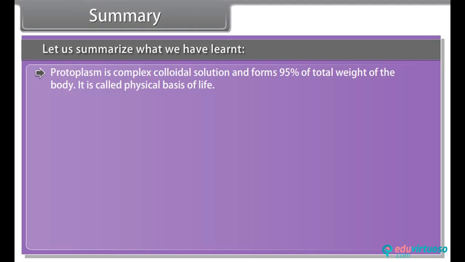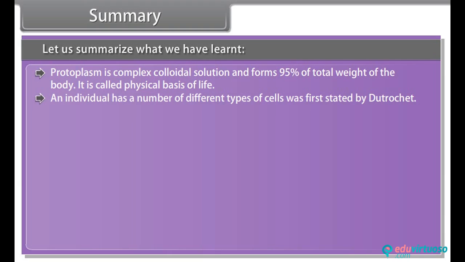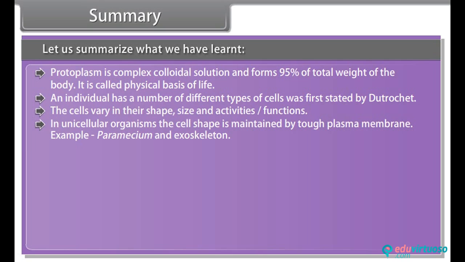Protoplasm is a complex colloidal solution and forms 95% of the total weight of the body. It is called the physical basis of life. That an individual has a number of different types of cells was first stated by Dutrochet. The cells vary in their shape, size, and activities or functions. In unicellular organisms, the cell shape is maintained by a tough plasma membrane, for example, paramecium, and by an exoskeleton.